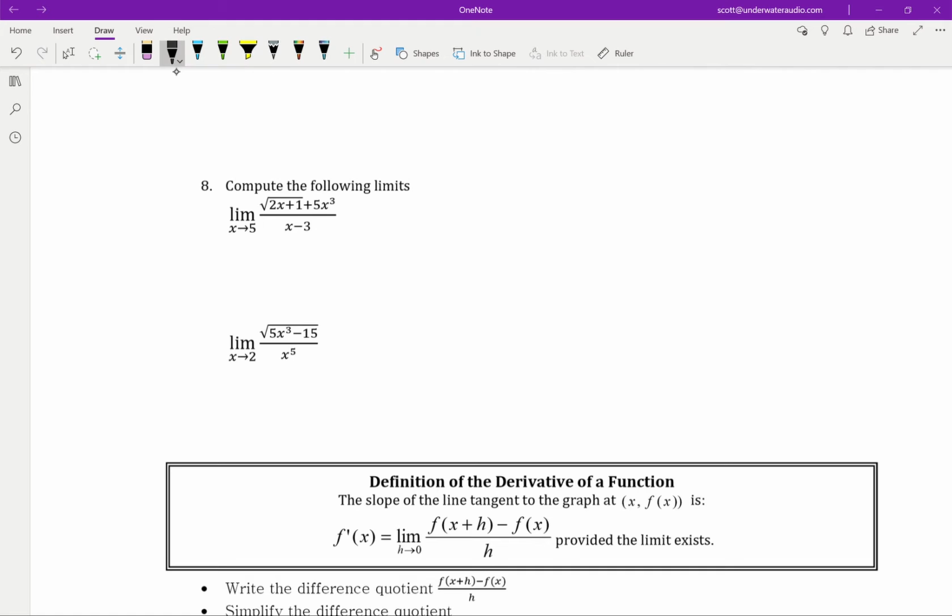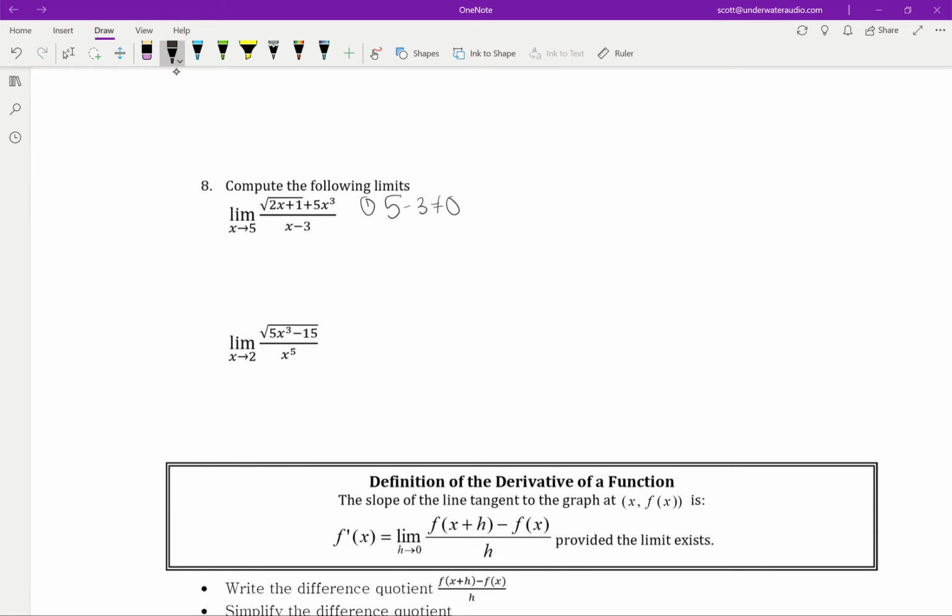So this one on the bottom here, as long as I don't divide by 0, that's the first question. So I will check that. If I plug in 5, 5 minus 3 does not equal 0. So that means I can take the limit of the top and the limit of the bottom. So let's give that a shot. So I'm just going to erase.